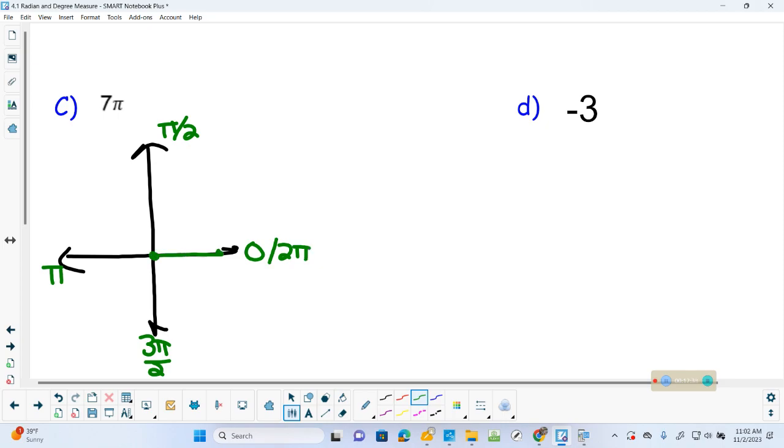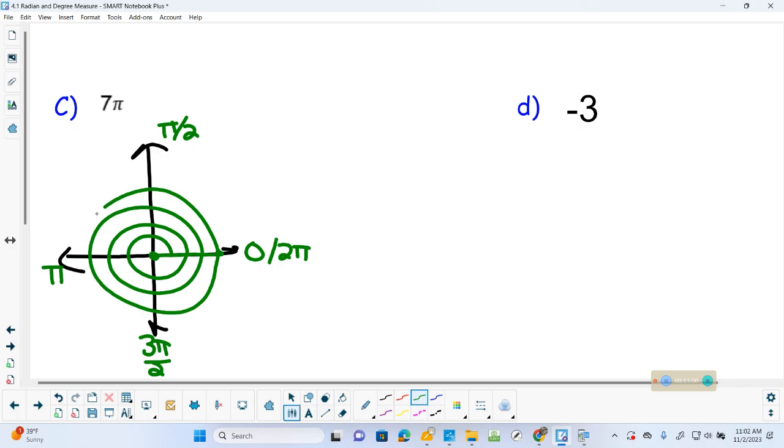Now, clearly, 7 pi is more than 2 pi. It's more than 1 revolution. In fact, I'm going to have to make how many complete revolutions? 3. That'll put you at 6 pi, and then I'm going to have to go 6 1/2, 7. So let me draw it first to show you, just to make sure you know how to draw it. So, of course, I'm starting here on my initial side. So there's 2 pi, 4 pi, 6 pi, 6 1/2, 7.